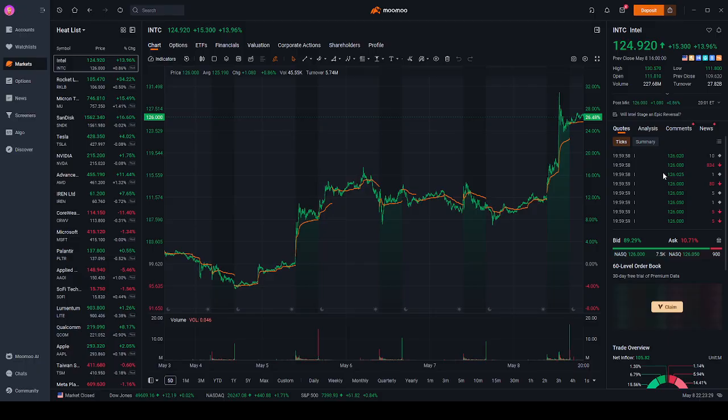After your short order is executed, keep an eye on the stock's price movement. If the stock declines as you anticipated, you can buy to cover your short position at a lower price to realize your profits. Ensure you understand the risks involved in short selling. It can provide significant rewards, but it also carries the risk of unlimited losses if the stock price rises instead.